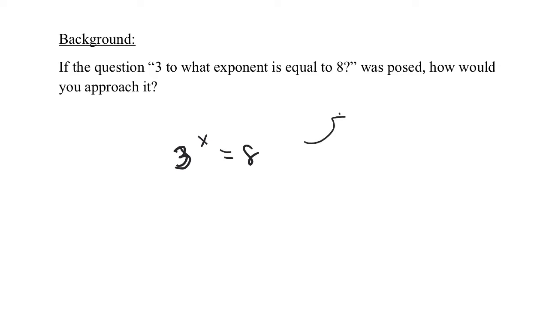And in your mind, you should think, oh, 3 to the 1 is 3. 3 to the 2 is 9. So 8 is somewhere in between here, right? Somewhere between 3 and 9. So the x answer must be between 1 and 2. It must be between 1 and 2.